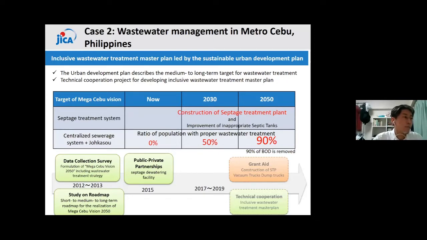And then the Mega Cebu Vision 2050 includes the strategy to improve the rate of the population with proper wastewater treatment from 0% at this moment to 50% by 2030 and 90% by 2050. And then to achieve this target, we are also planning to support using our grant aid and technical cooperation, plus public-private partnership as well.